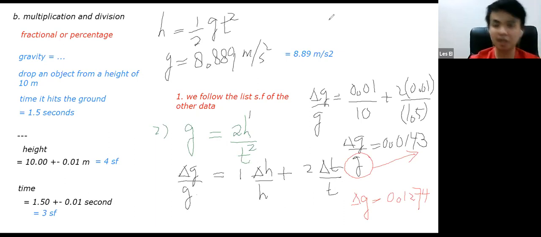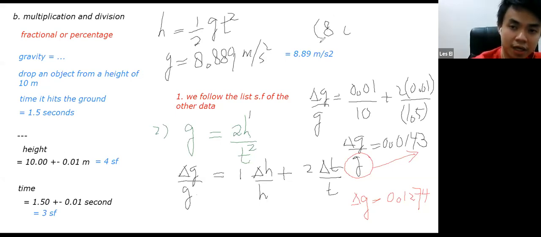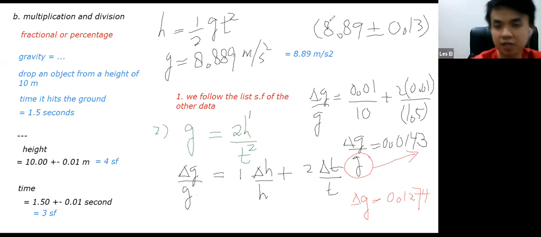So your final answer should be 8.89 plus minus 0.13, because you have decided to write it in 3 significant figures, and when you write it in 3 significant figures, you have 2 decimal places, so your uncertainty also should have 2 decimal places.